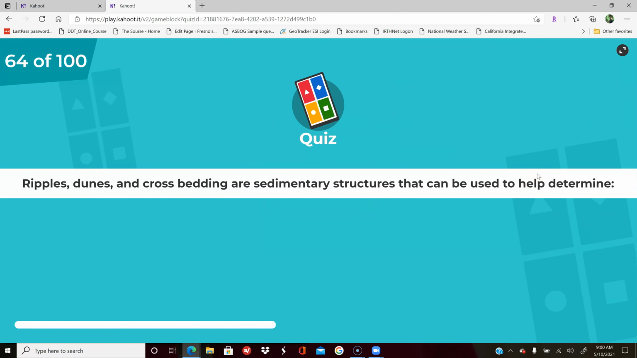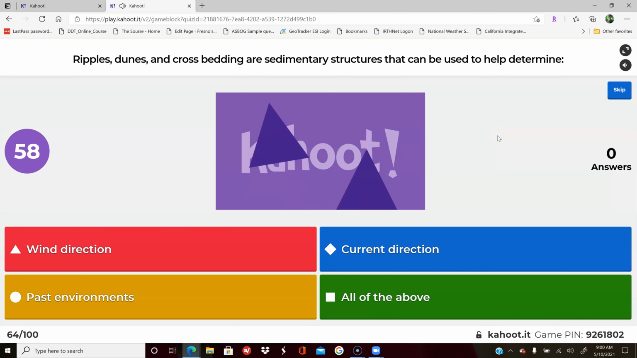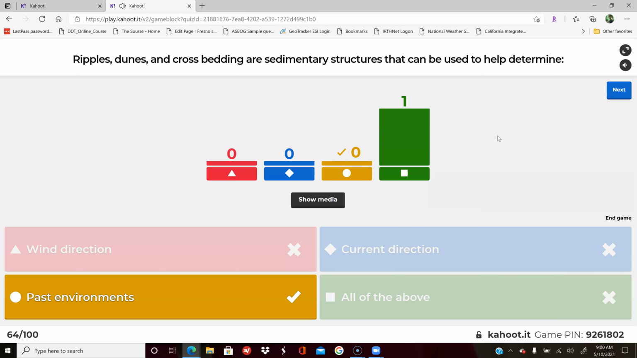Ripples, dunes, and crossbeds are sedimentary structures that can be used to help determine what? Wind direction, current direction, past environments, or all of the above. That would be past environments. Oops, I clicked on the wrong button. That would be past environments. So in general, all of these things will tell you something about the past environment of the sedimentary rock.